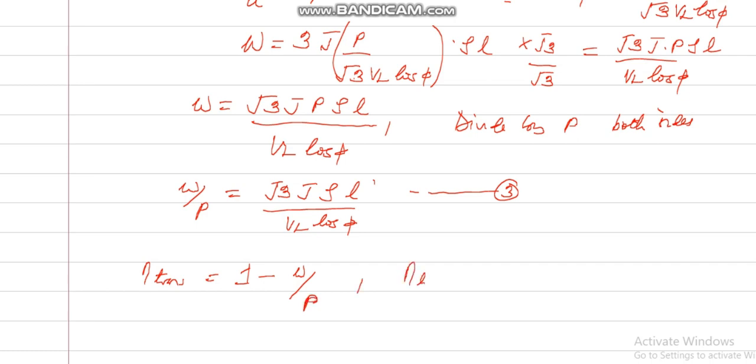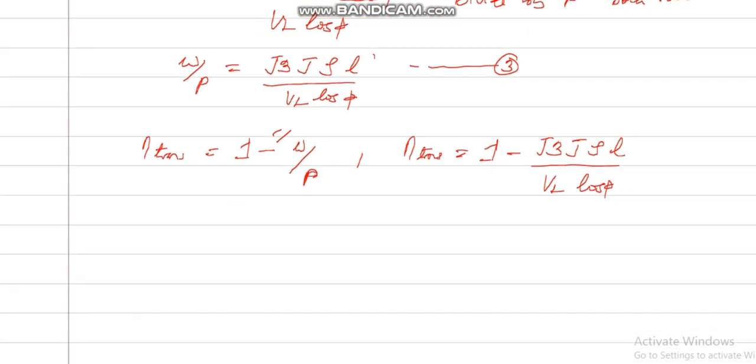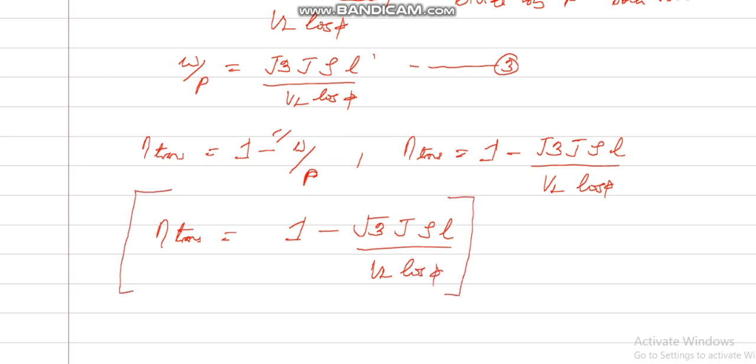So we can say efficiency of transmission line: substituting equation 3 into equation 2, we get 1 minus W over P is root 3 J resistivity rho times length over VL cos phi. So efficiency of transmission line equals 1 minus root 3 times J times resistivity rho times length over VL cos phi. This is the final equation we have obtained.